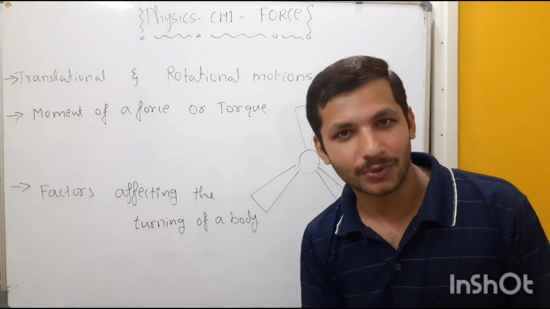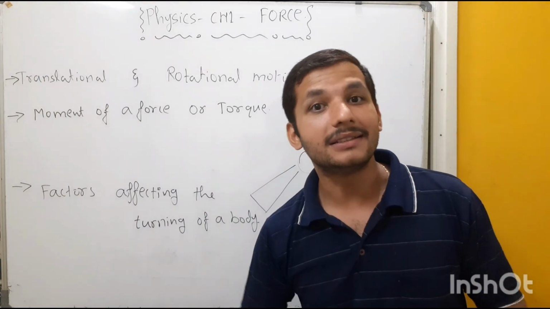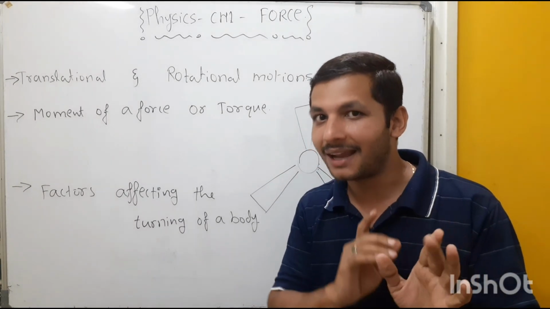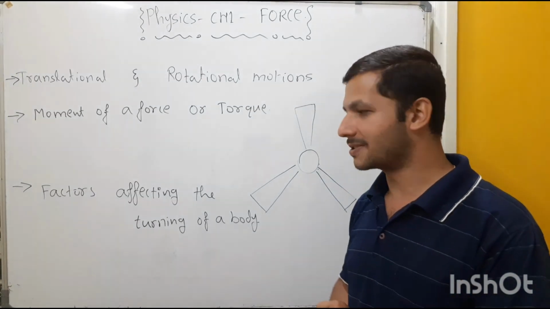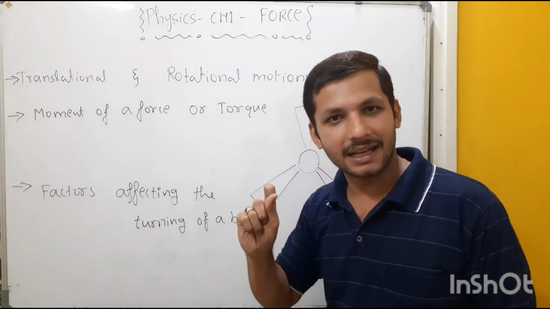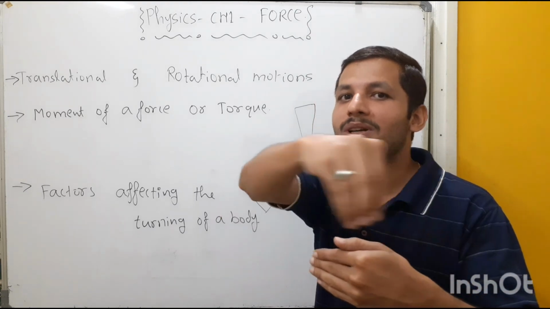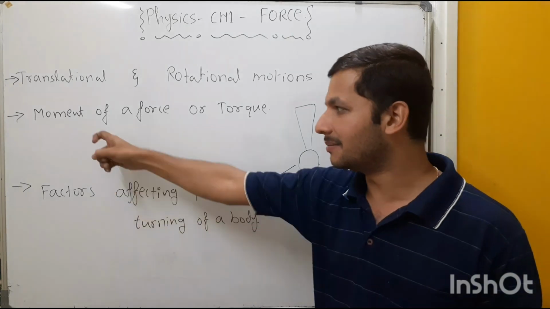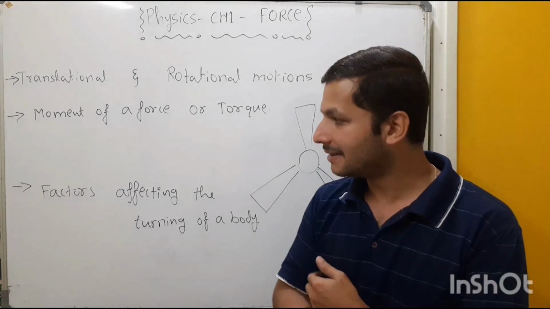Now comes moment of force or torque. Here, moment indicates the turning effect of a force. You know what turning effect is? You are applying a force and that force causes the object to turn around. Only then we call it moment of force or torque. Moment of force or torque indicates that force is applied on a body and it started to rotate or turn around, keeping an axis fixed. Only then can we use this term, moment of force. There are so many examples about which we will be talking later in the second part.